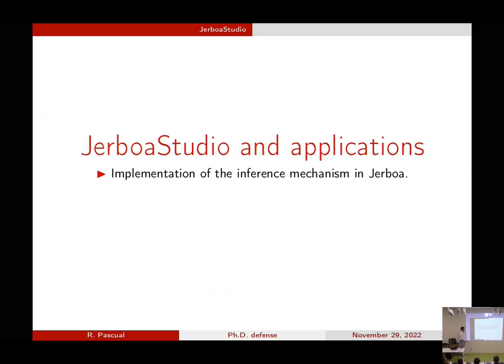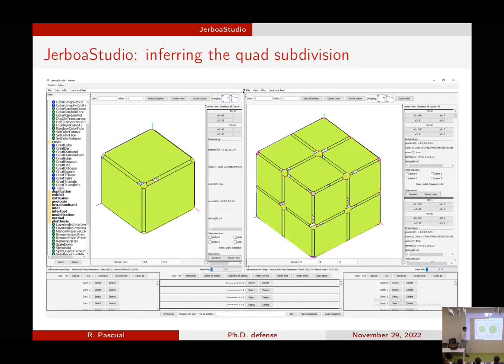So now let's move on to the fun part, the applications. The tool that I've made is called Jerboa Studio, in which you can specify the before object and the after object. Then you add some information about the preserved elements, and then you click this button, and it will simply generate the rules for you.